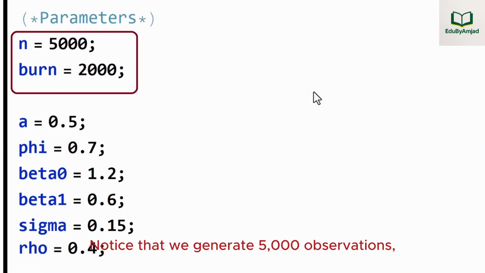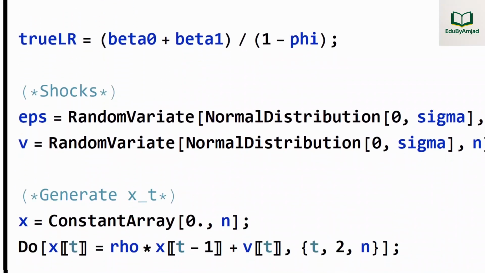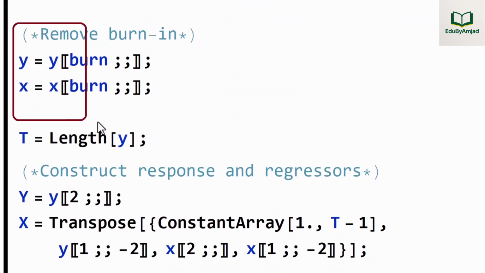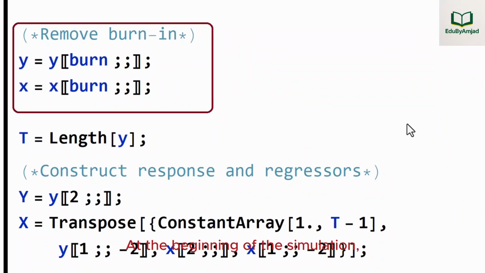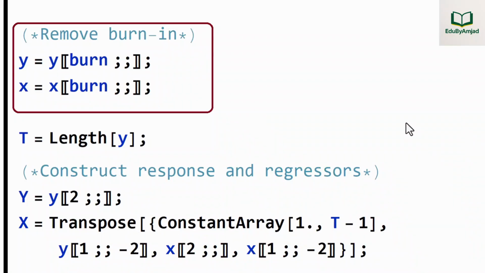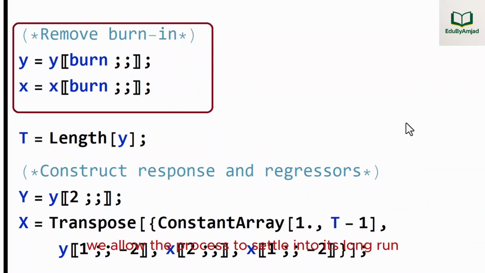Notice that we generate 5,000 observations but later discard the first 2,000 observations. This procedure is known as a burn-in period. At the beginning of the simulation, both variables start from arbitrary initial values, typically 0. As a result, the early observations are heavily influenced by these artificial starting conditions. By generating a long series and removing the first 2000 observations, we allow the process to settle into its long-run stochastic behavior before estimation begins.